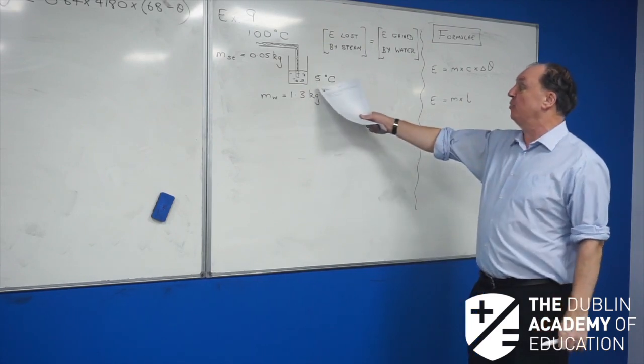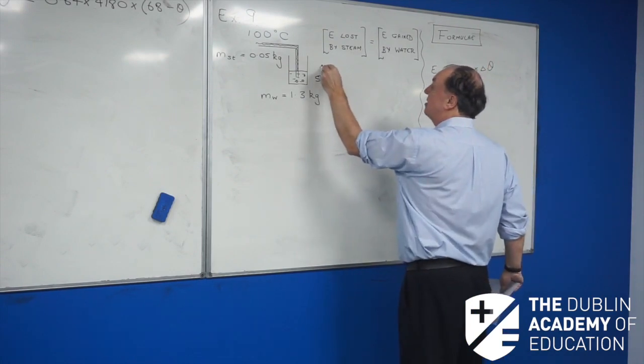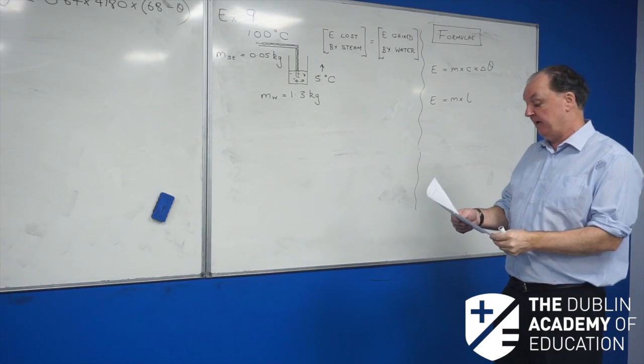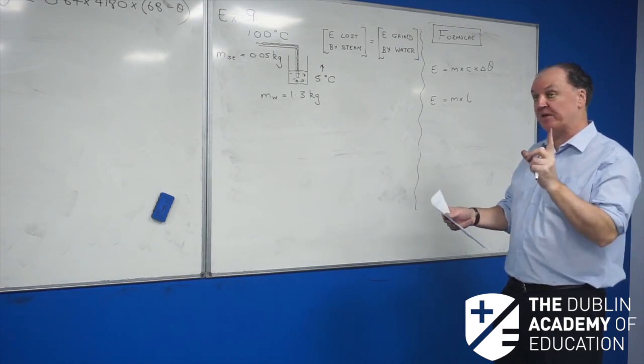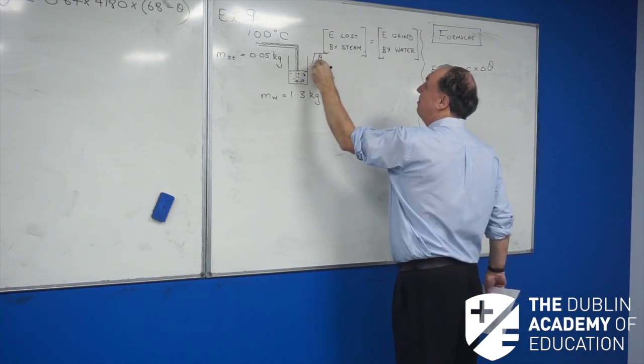What happens to the water? It's at 5 degrees Celsius, and obviously it's going to get hotter. So its temperature is going to go up. And its final temperature, that's the question. What's the final temperature? We call that theta. Put a box around that.